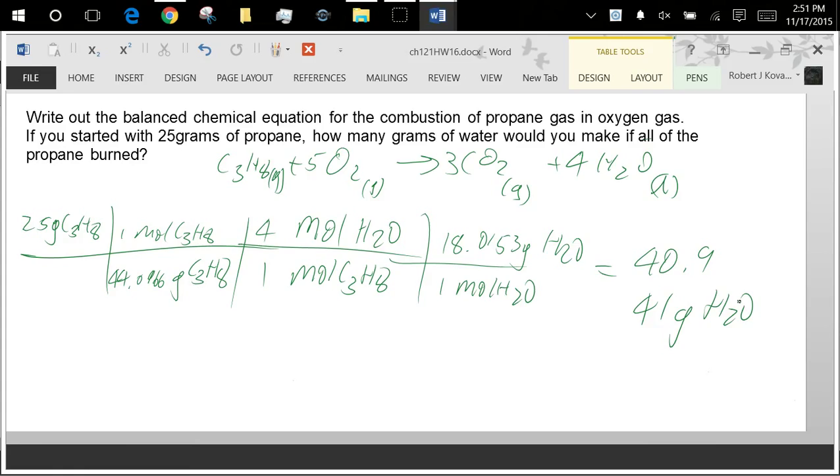What would happen if I forgot to balance my chemical equation? This 4 number wouldn't have been here, right? I would have just written a 1 there, and then this would have been 10 instead of 40. So don't forget to balance.